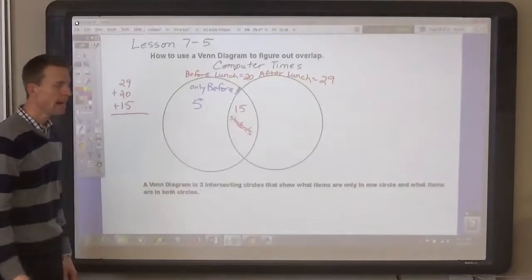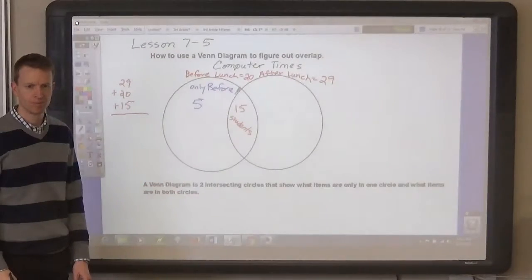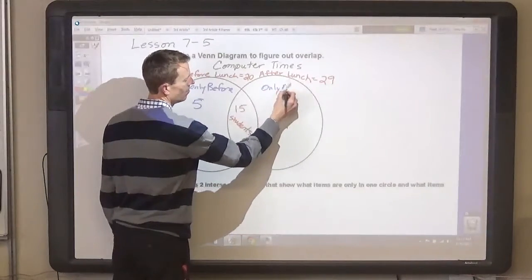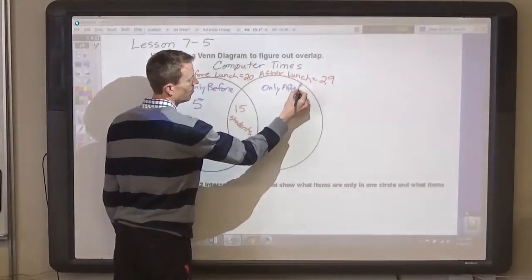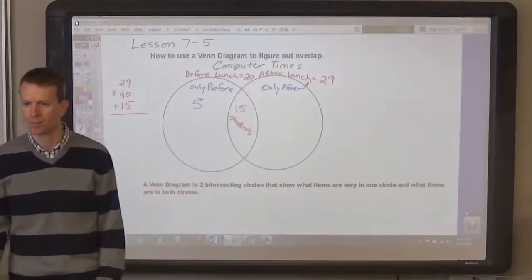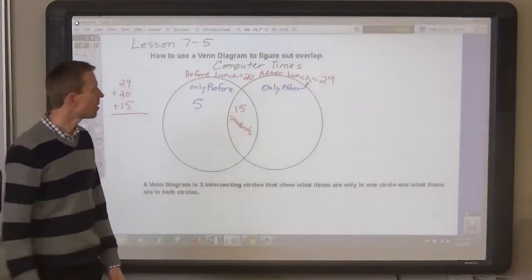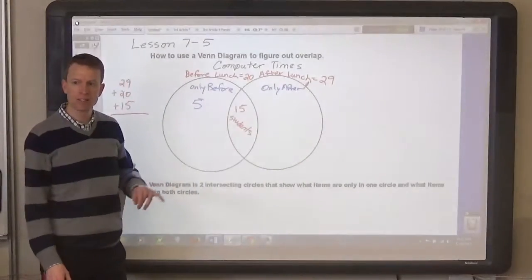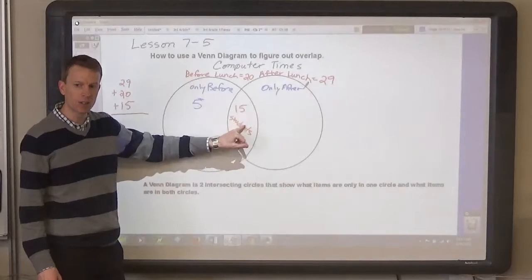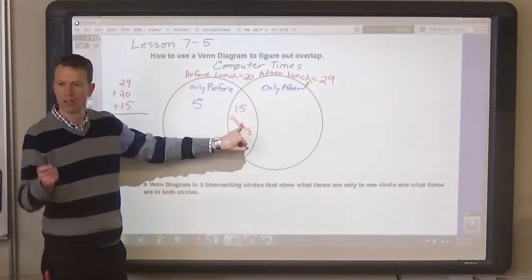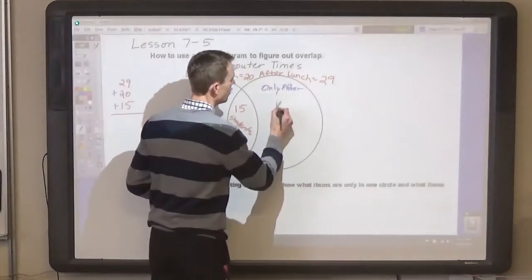And how about only after? Only after lunch. Krista? There's 29 total in the circle, but 15 are already in the circle because 15 want time both before and after lunch. So 14.